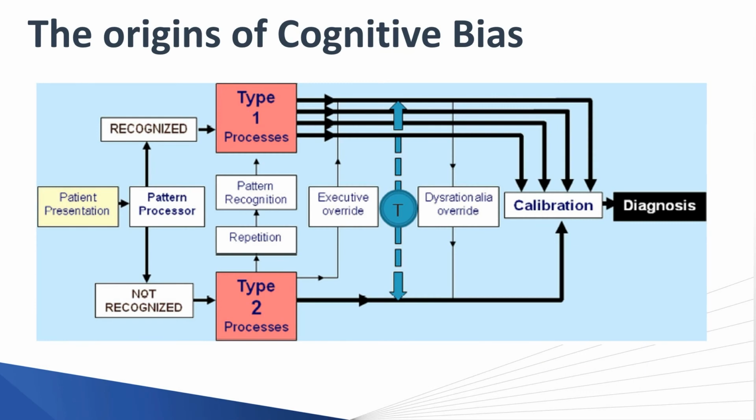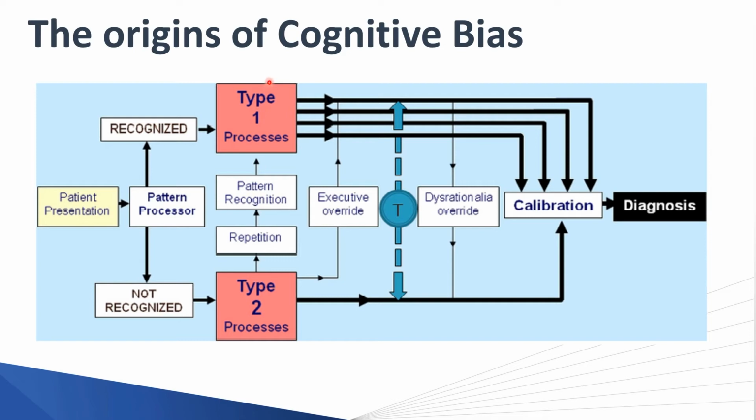So where do these biases originate? And we can relate this to type 1 processing and type 2 processing, dual processing. Although this diagram looks a little bit complicated, let's break it down a little bit. First of all, we have our patient presentation, and then we have our pattern processor. We can liken this to script theory, where we're able to see patterns in patients' presentations, and if that is the case, generally it goes to recognized and type 1 processing begins.